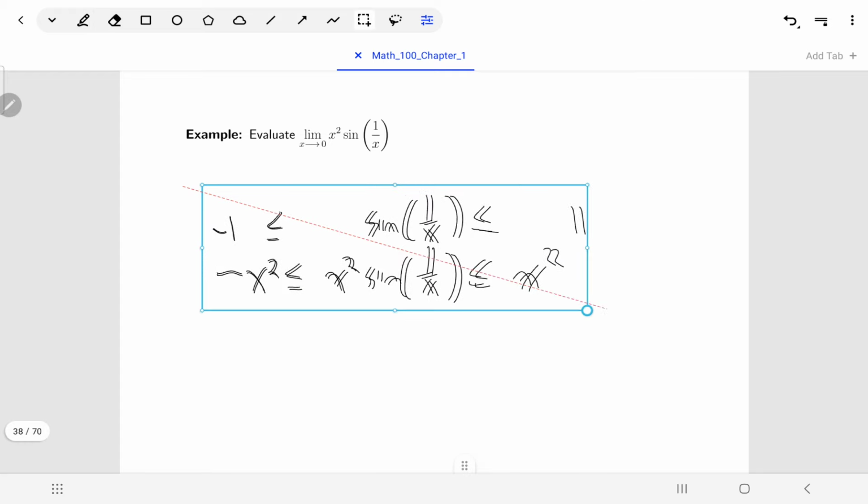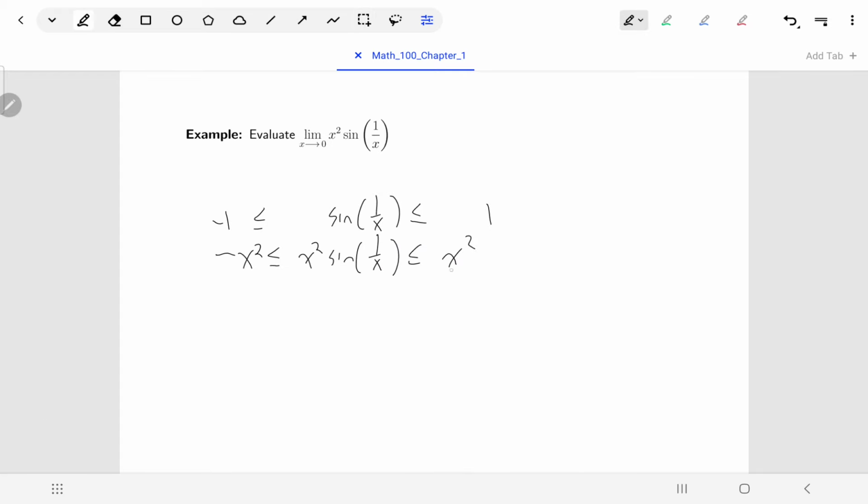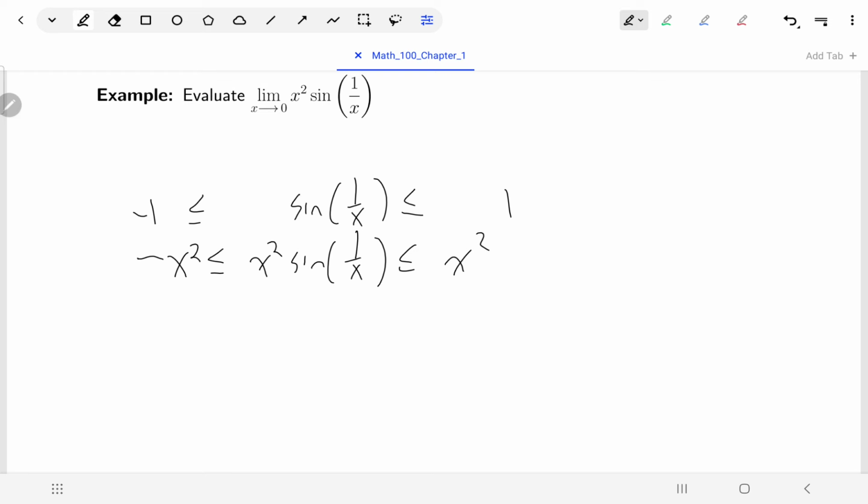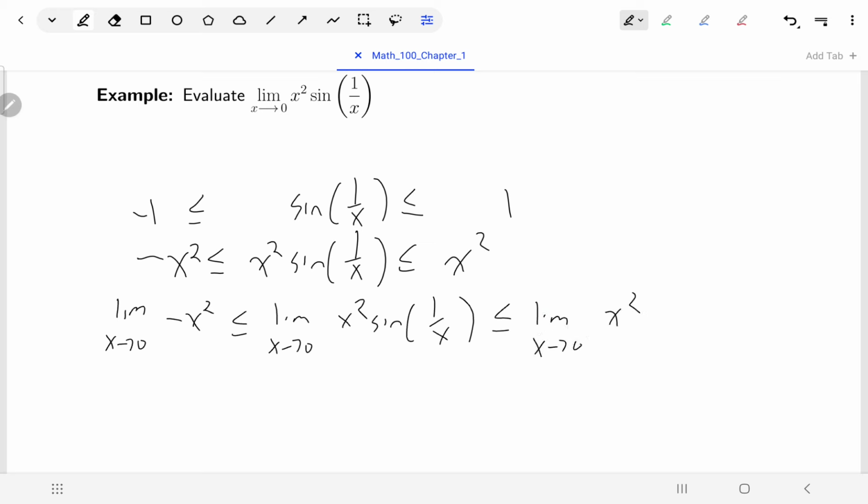And so now I've got myself three functions. I've got an upper bound and a lower bound. So x squared sine of 1 over x, no matter what x value you want to put in, x squared will always be above it, and negative x squared will always be below it, and x squared sine of 1 over x will always be in the middle. So if that's the case, then we can say for the limits that the limit as x goes to 0 of minus x squared should be less than or equal to the limit as x goes to 0 of x squared sine of 1 over x, and that should be less than or equal to the limit as x goes to 0 of x squared.